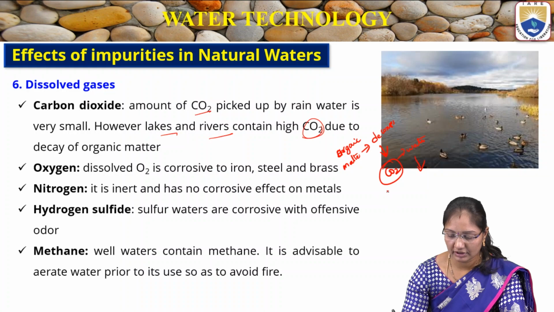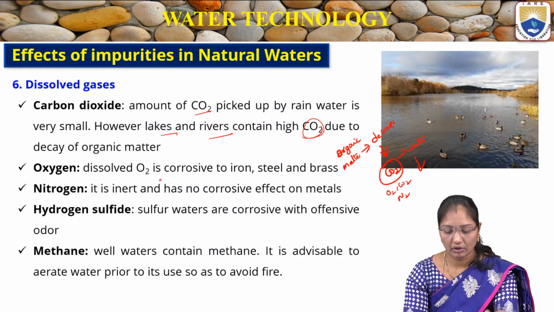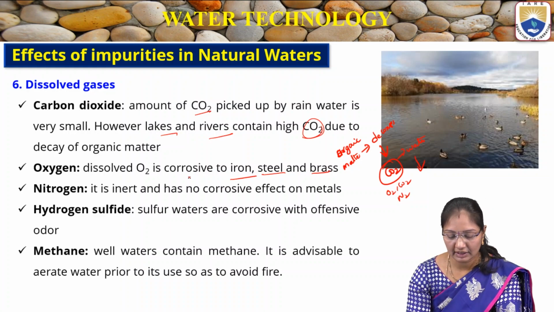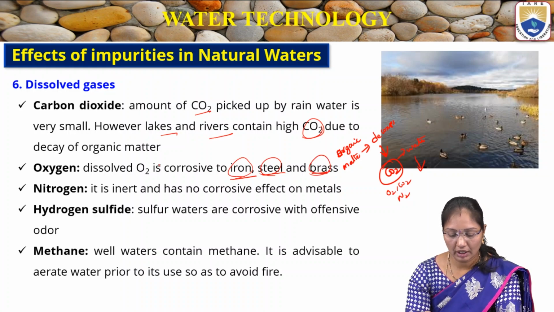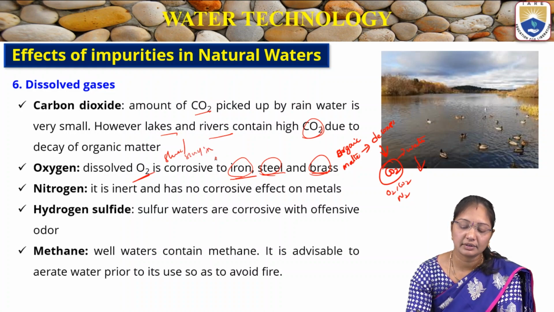So it may be oxygen, carbon dioxide or nitrogen. Dissolved oxygen is corrosive to iron, steel and brass. In the last slide we have seen that iron, steel and brass boilers suffer corrosion due to the oxygen levels in the water. It also causes sludge when mixed with hard water, or slurry formation in pipelines.